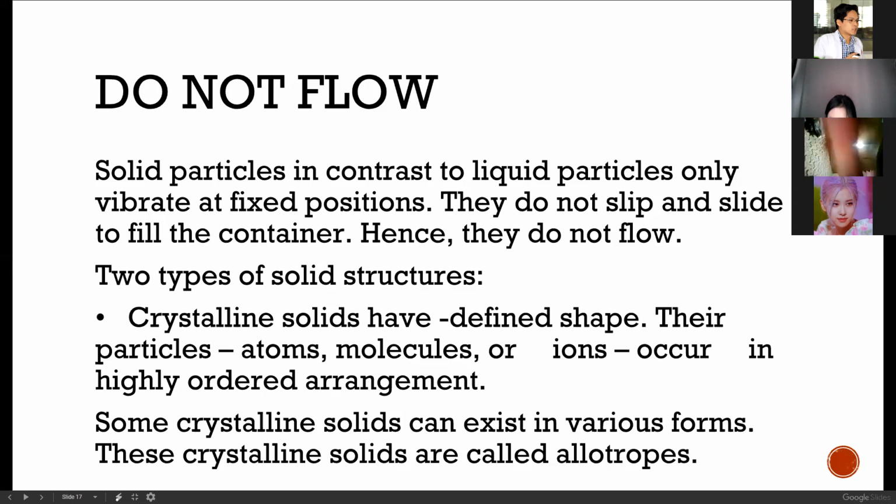Solid particles, in contrast to liquid particles, only vibrate at fixed positions. They do not slip and slide to fill the container. Hence, they do not flow. Two types of solid structures. Crystalline solids have defined shape. Their particles, atoms, molecules, or ions occur in highly ordered arrangement. Some crystalline solids can exist in various forms. These crystalline solids are called allotropes.